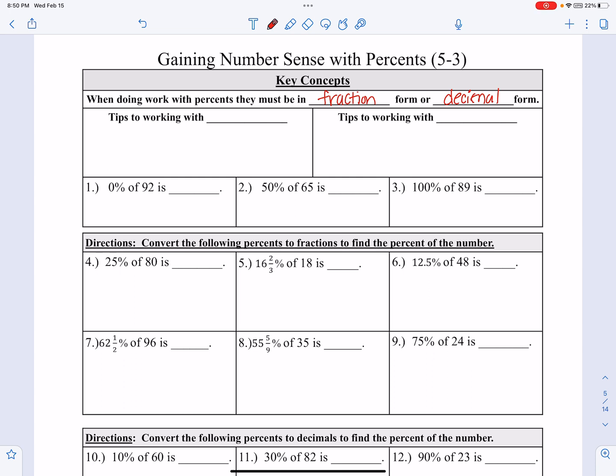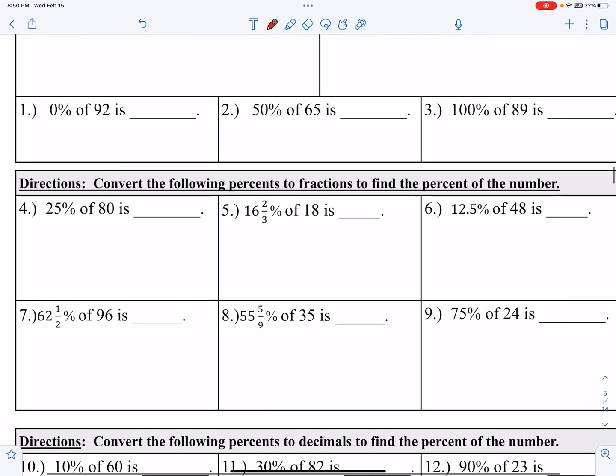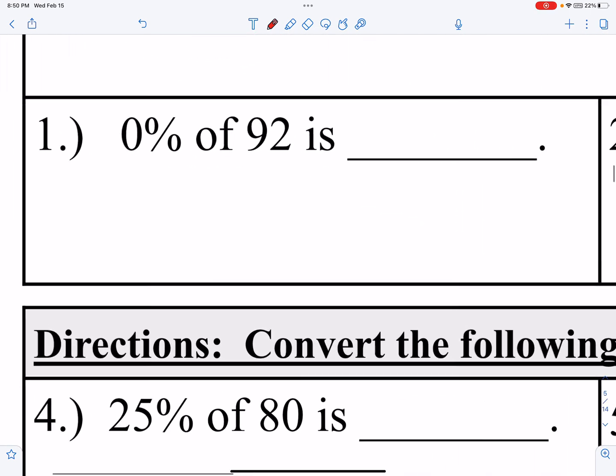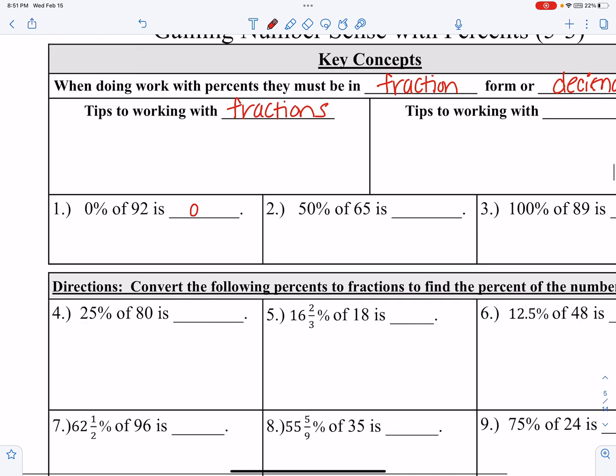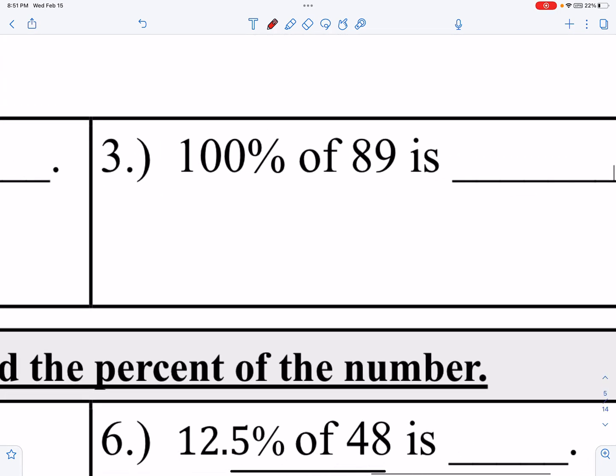We're going to bounce around a little bit here. Before we get into the tips for working with fractions, I want us to just look at these 1, 2, and 3 here. So let's start off with number 1 to get this foundational concept. So obviously, if you have a test that's worth 92 points and you scored a 0%, 0% of 92 would mean that you have a score of 0. Okay. If we go to the other extreme side, 100% of an 89-point test would be 89.